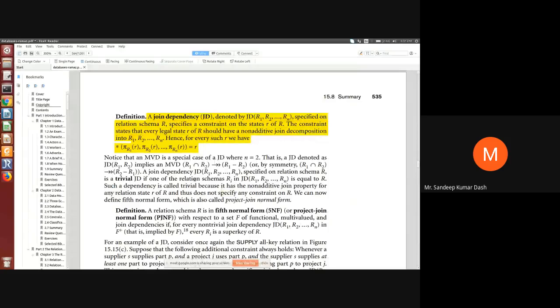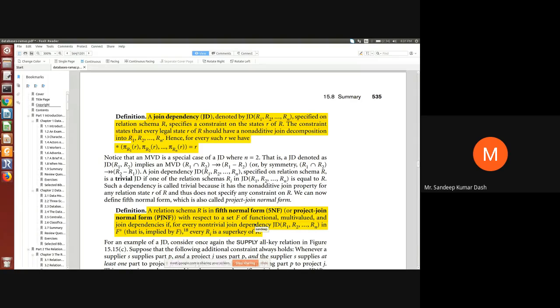Project join, or the fifth normal form, says that a relation schema R is in fifth normal form with respect to a set F of functional dependencies, multivalued dependencies, and join dependencies if for every non-trivial join dependency in F plus, every Ri is a super key of R.